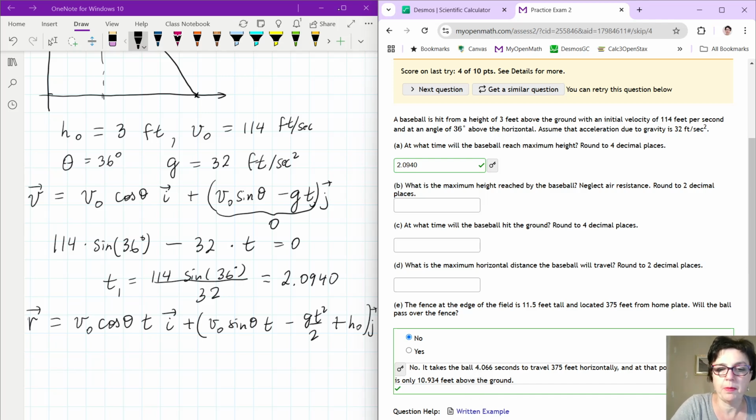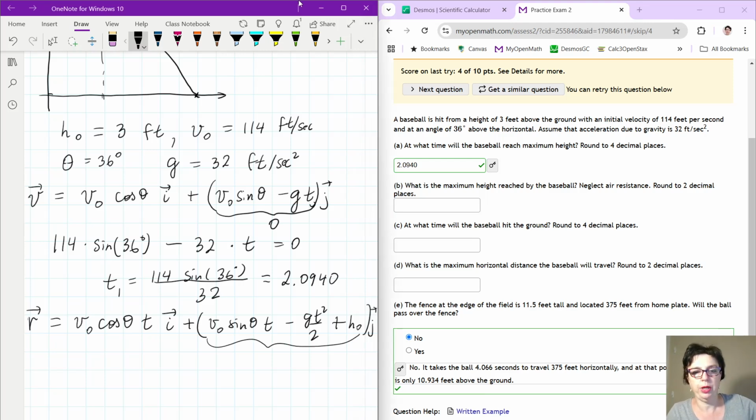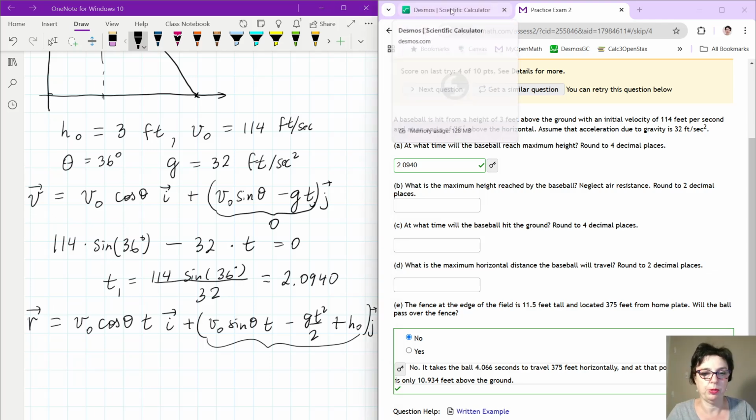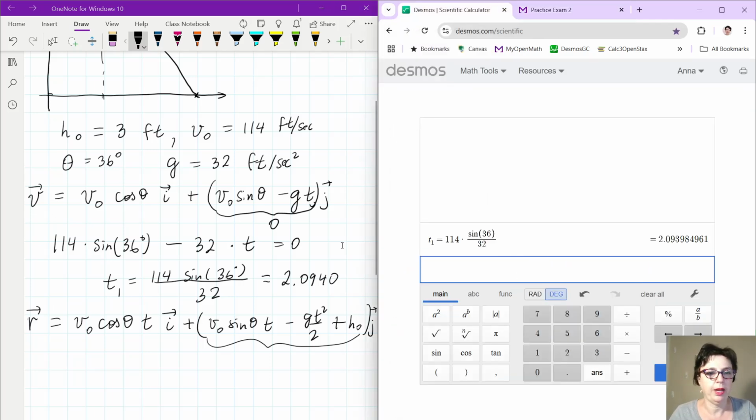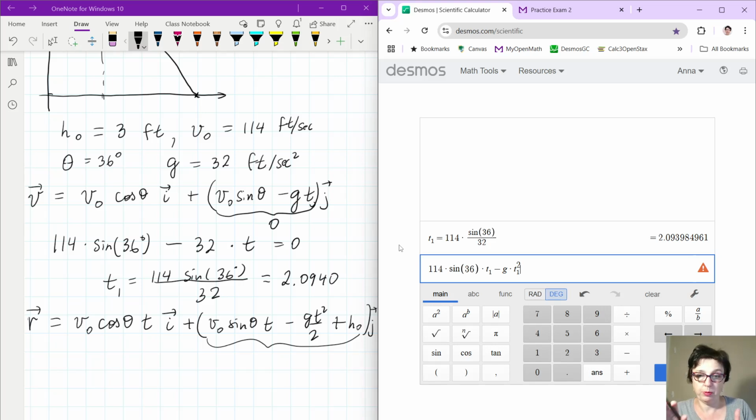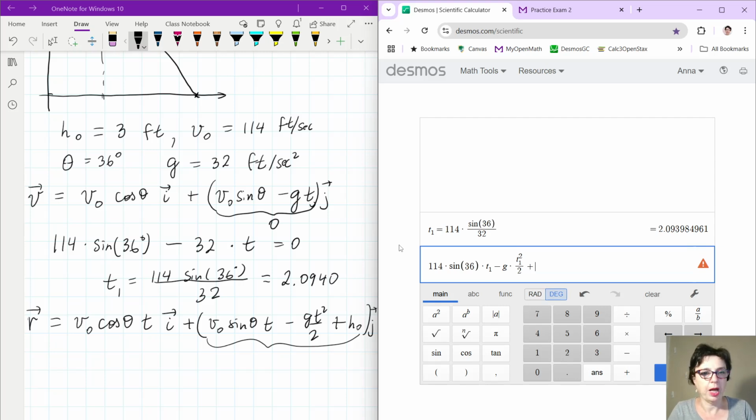If we want to see the maximum height, we need to find this right here, so we need to actually compute that. That's going to be the maximum height. So let's do that. We have v0, that's 114, multiplied by sine of the angle, multiplied by the time that we found, T1, minus g times T1 squared. I'm just typing literally T1, then dividing that by 2, and then plus h0. h0 was 3 feet, right? The calculator doesn't understand g because I didn't define it, so that's just 32.